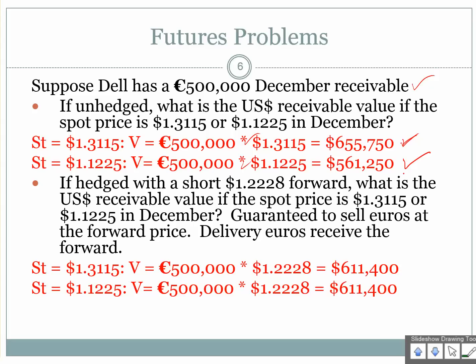So you can see what we say is they're long the euro, meaning they have a long exposure to the euro while they're sitting on this receivable. If the euro appreciates, they will gain. If the euro depreciates, they will lose.